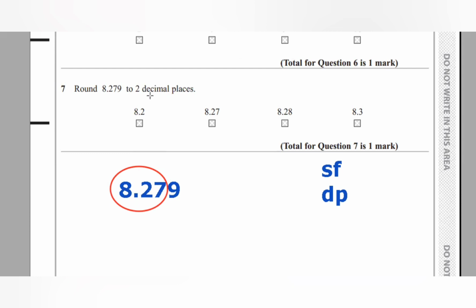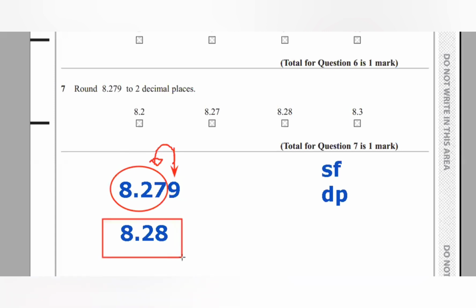Now, let's take a look at the number after the circle that we have. The 9 is big. The 9, because it's big or bigger than 5, it means it's going to give 1 to the 7. So it's going to make the 7 8. And the answer will be 8.28. And this is the final answer of this rounding.